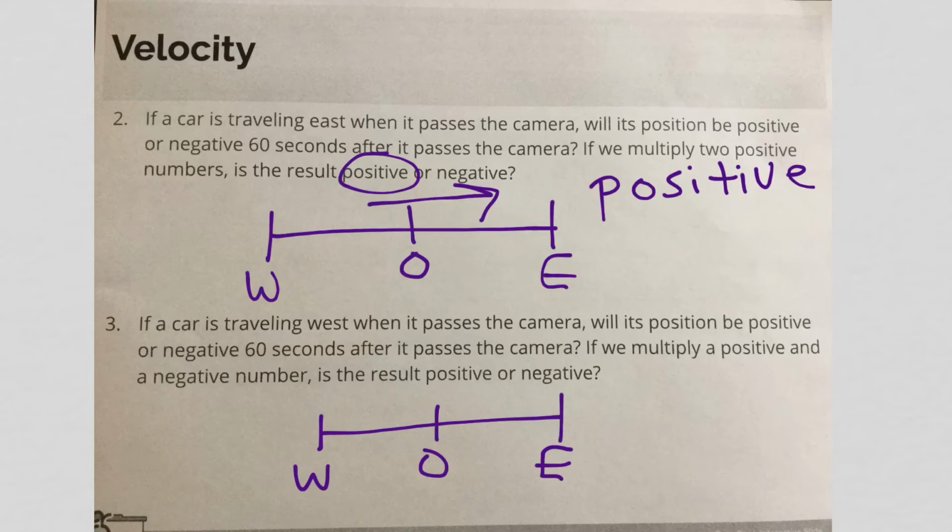If a car is traveling west when it passes the camera, will its position be positive or negative 60 seconds after it passes the camera? If we multiply a positive and a negative number, is the result positive or negative? So after we pass the camera, which is at 0, if we're traveling west, we're traveling the negative direction. This means after it passes the camera, we are going to be at a negative position. If we multiply a positive and a negative, the result is negative.